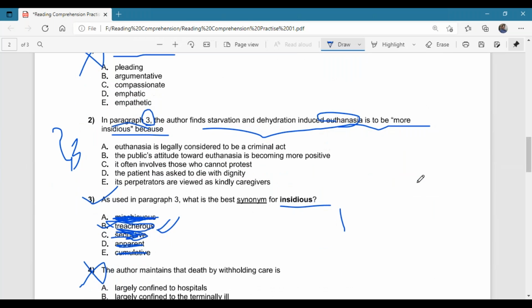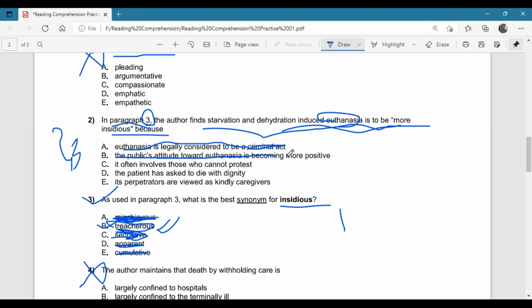Now, looking at the options, what do you think is the right option? In paragraph 3, the author finds starvation and dehydration induced euthanasia. That means euthanasia, which is induced by starvation and dehydration, is more. Because why? Because euthanasia is legally considered to be a criminal act. There is nothing called a criminal act mentioned in paragraph 3. You should only focus on the things that are mentioned in paragraph 3. They did not talk anything about a criminal act or euthanasia legally considered a criminal act. That is not the right option.